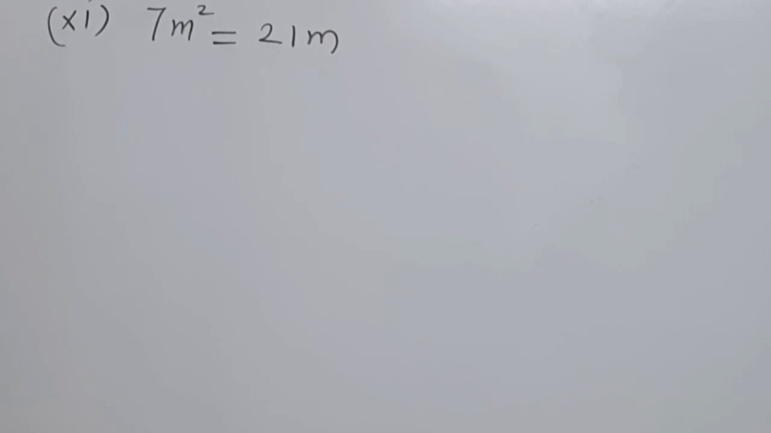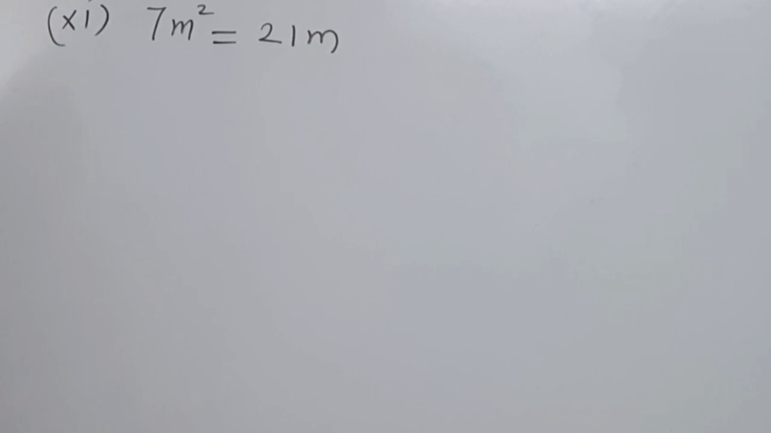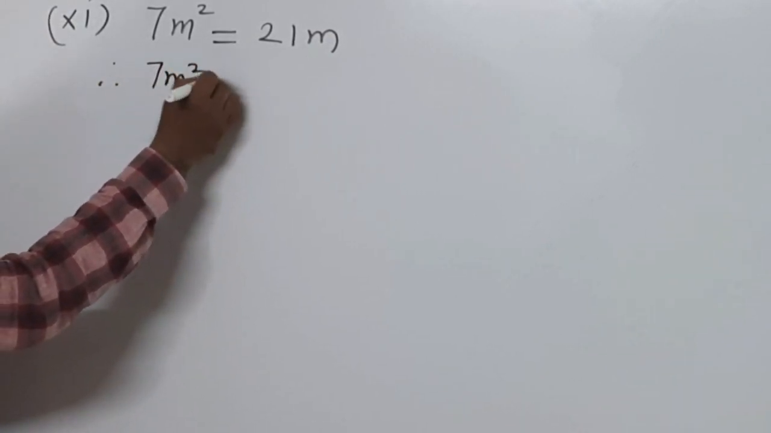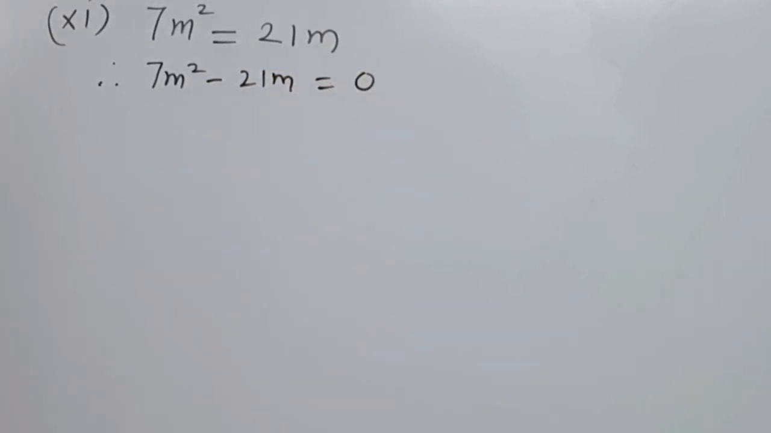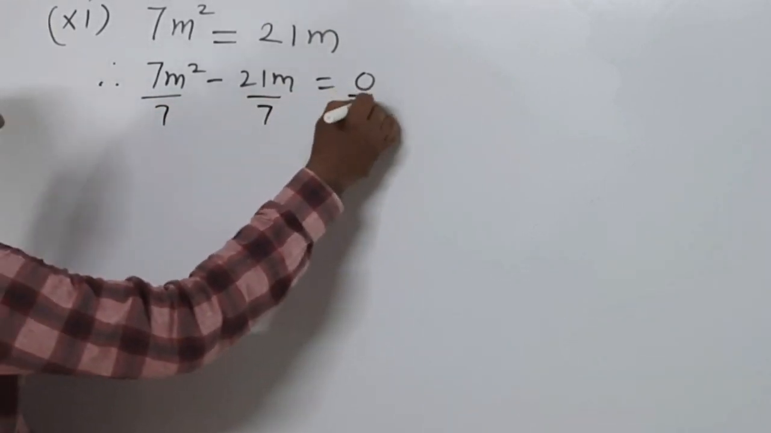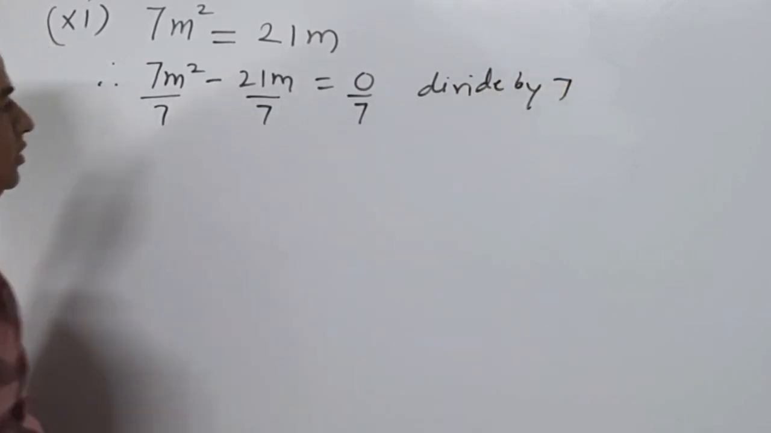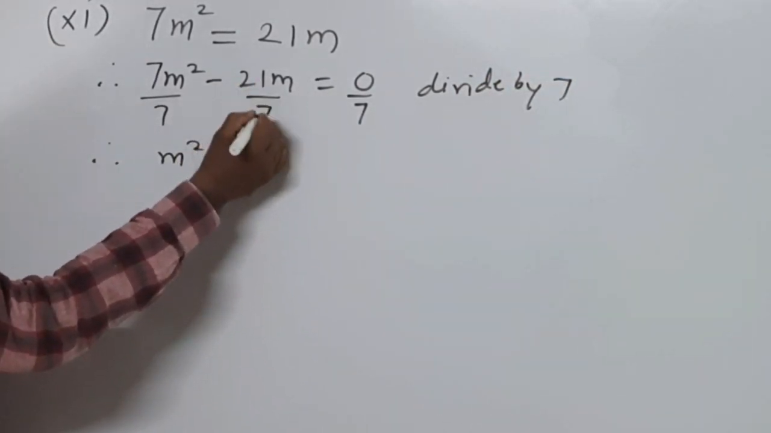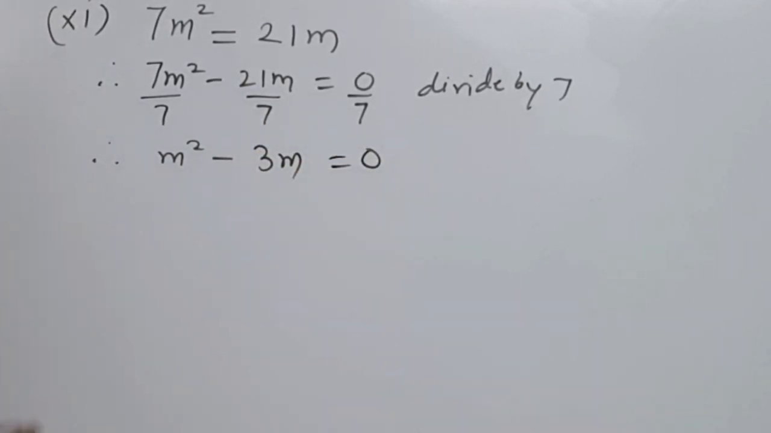11th example, that is totally different. 7m square is equal to 21m. So, first, therefore, 7m square minus 21m is equal to 0. Now, divide this equation throughout by 7. Divide equation by 7. We get here m square minus, 7 1s are 7, 7 3s are 21, 3m is equal to 0.